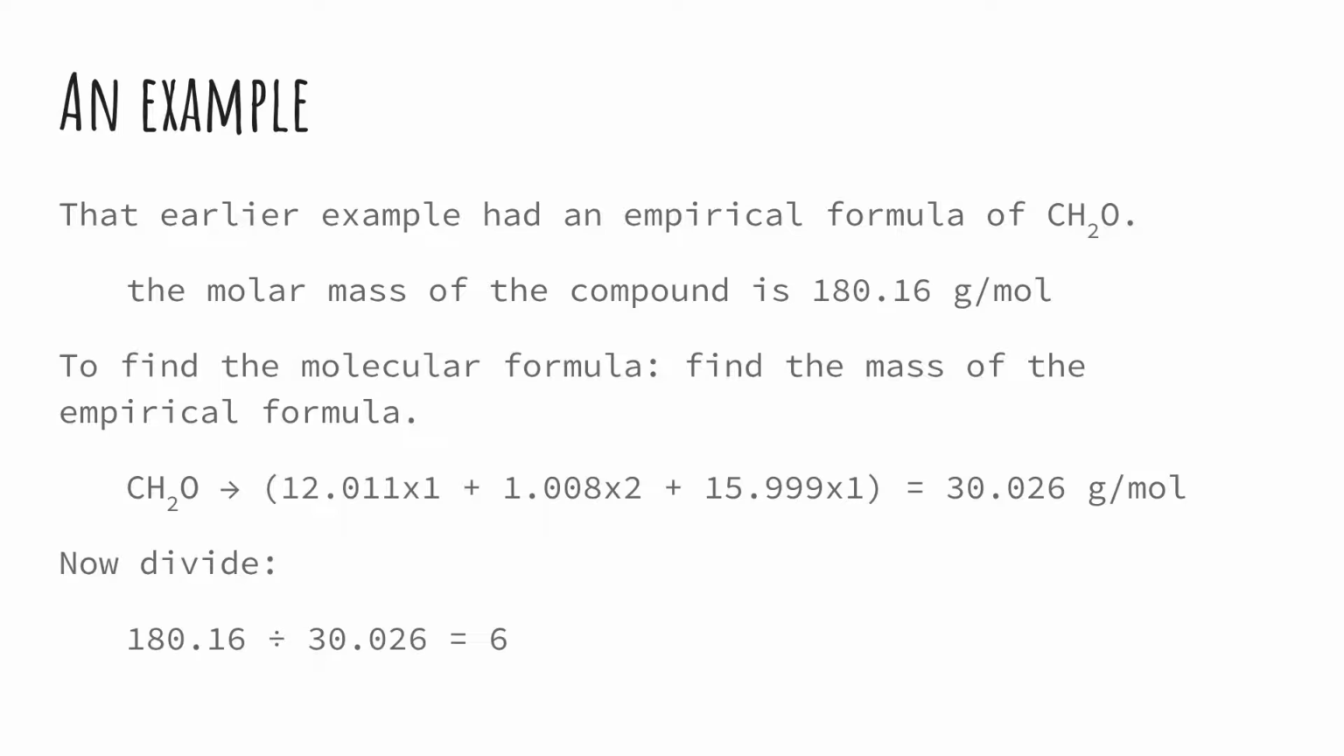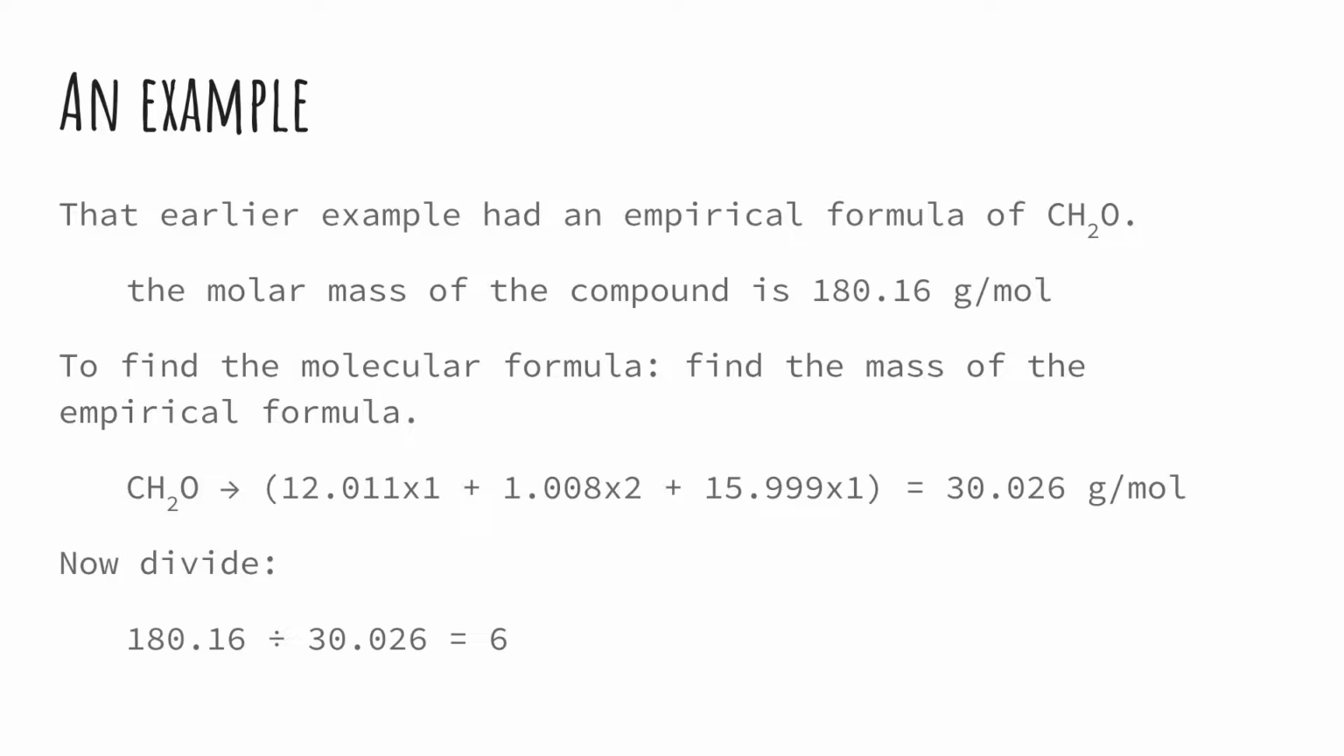So the earlier example I walked through had an empirical formula of CH2O, and the molar mass of that compound is 180.16 grams per mole. To find the molecular formula, we find the mass of the empirical formula. CH2O is 12.001 times 1 plus 1.008 times 2 plus 15.999 times 1, which gives us the empirical mass, or formula mass of the empirical formula, of 30.026 grams per mole.